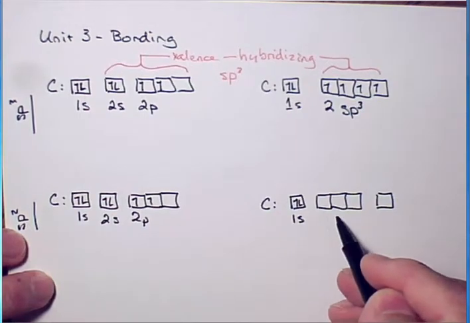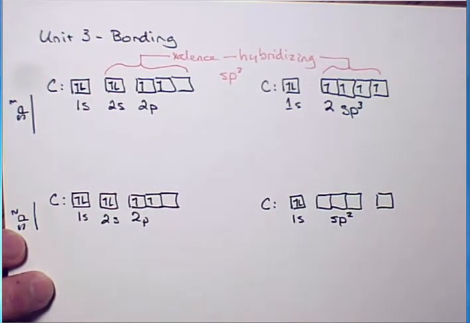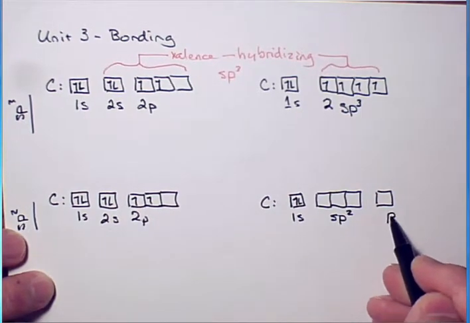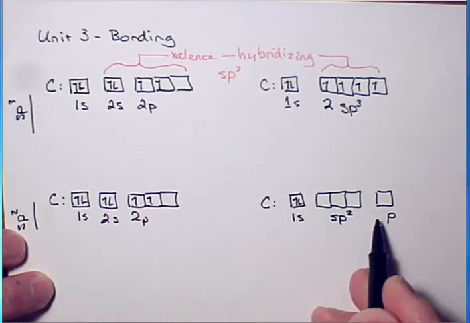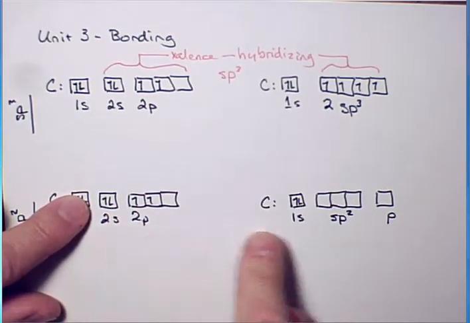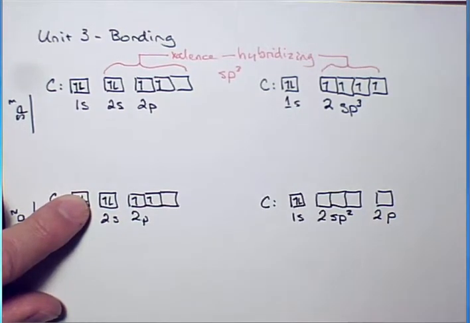So this is an sp2 set of hybrids. And this is a p orbital that's unhybridized. And both of these are still in the 2nd energy level. This is the valence level. That's where all this takes place. So we'll put a 2 out in front.